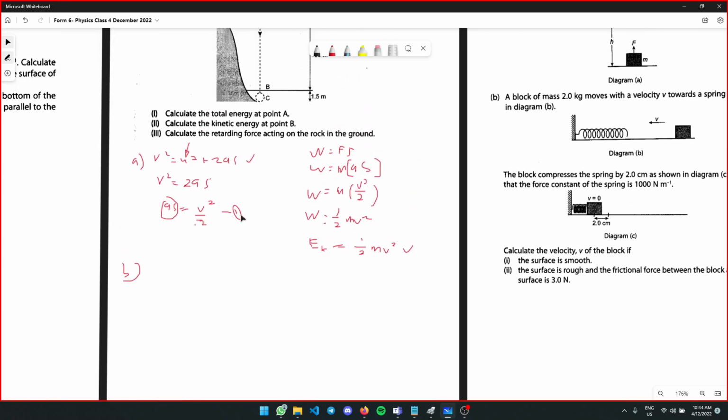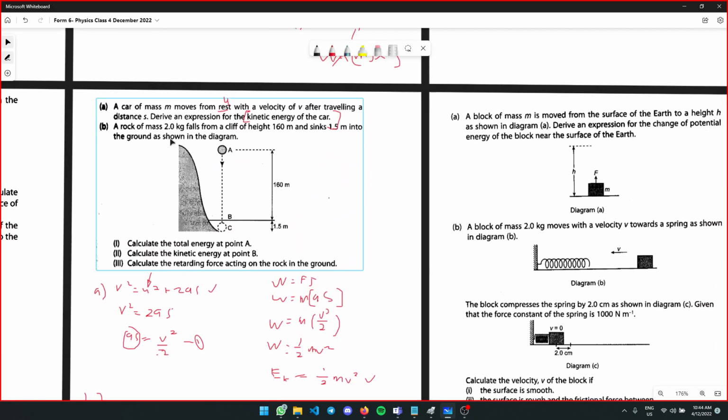Okay. So B. A rock of mass 2 kg. This is the diagram. The diagram was from B, not A. It falls from a cliff of height 160 and sinks 1.5 into the ground. This already looks like a V equals U plus AT type of question, or an MGH question, like an energy conservation question. We don't know from one certain point to another certain point. That looks like to me an energy conservation question.